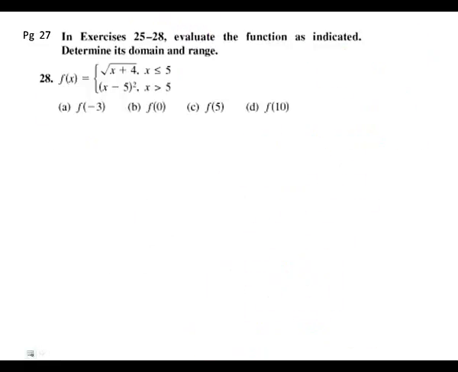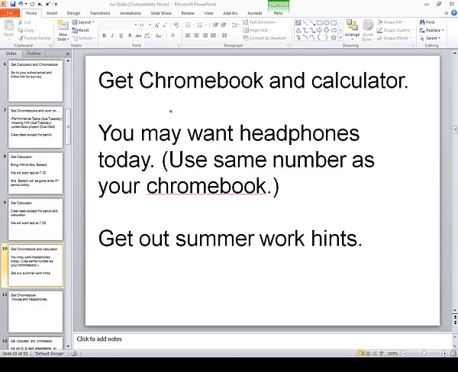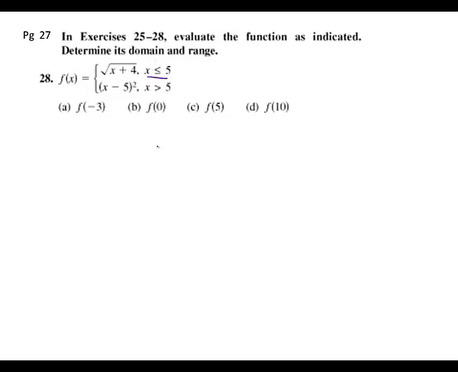All right, looking at number 28, we need to evaluate the function as indicated. Remember, it's a piecewise function. This means if the value is less than or equal to 5, we go into the top branch. If it's greater than 5, we go into the bottom branch.